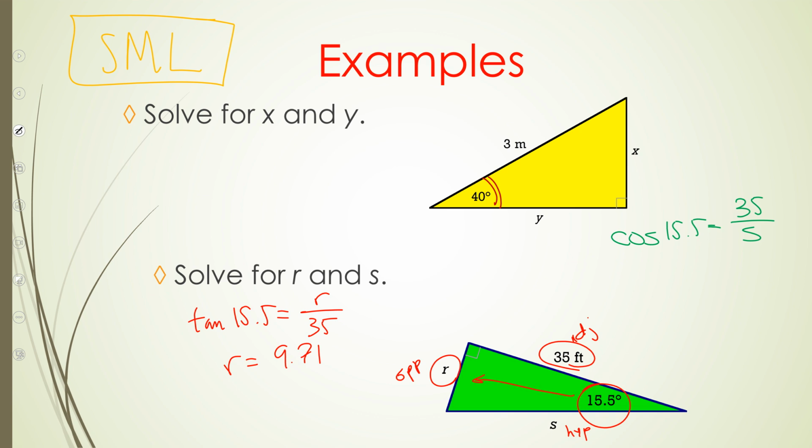Okay. But let's talk about the algebra just because I'm a math teacher. How would I solve for S? I would multiply both sides by S. I would divide both sides by the cosine of 15.5, leaving S by itself on one side, and do all that other garbage. Okay, forget about it. We're going to do a technique called the switcheroo.